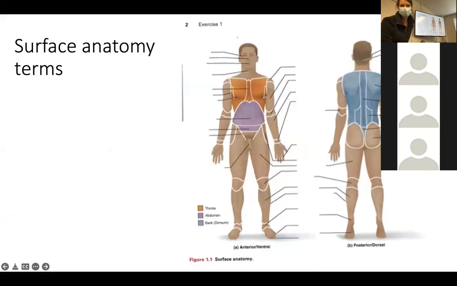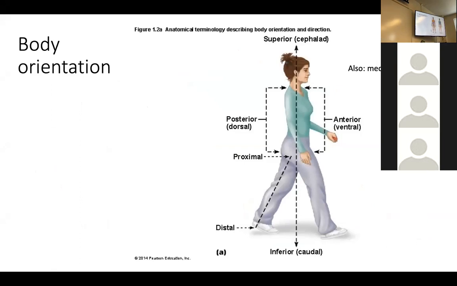Put that up again. Okay, so the next part that you need to know from this lab is the body orientation terminology. It looks pretty similar to this diagram that you have in your lab manual, figure 1.2. The idea behind these terms is to talk about the direction and the relative position of different parts of the body.